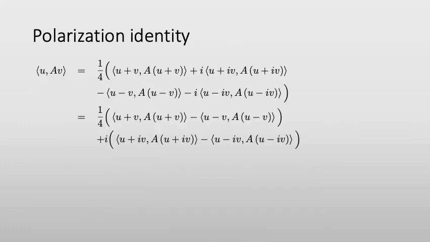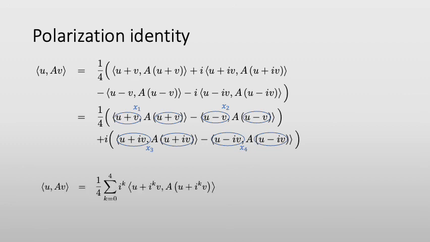Here is the polarization identity for complex inner product spaces. This identity can be verified by a direct calculation. Keep in mind that the inner product is linear in the second variable, and conjugate linear in the first variable. Now we see the vector x1 from the previous step is u plus v. x2 equals u minus v. Similarly, we get x3 and x4. This identity can be written in a more concise form as well.